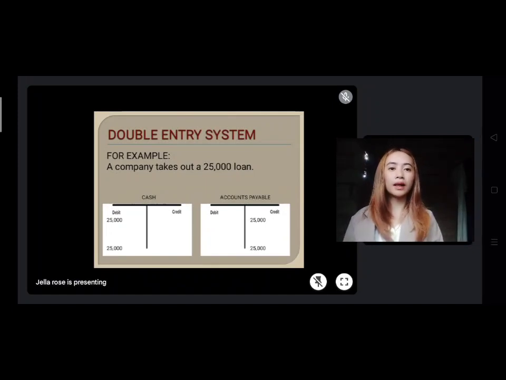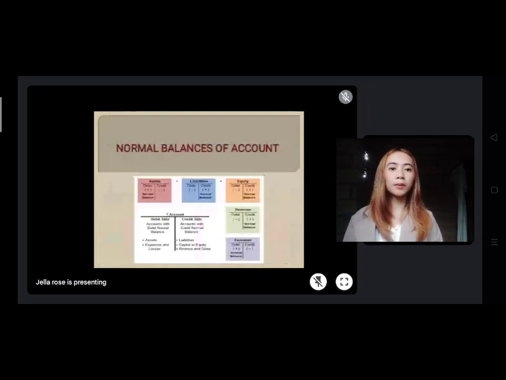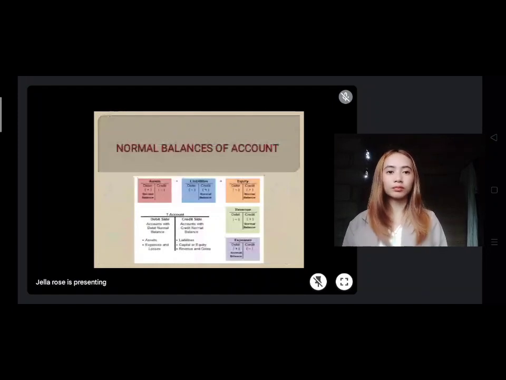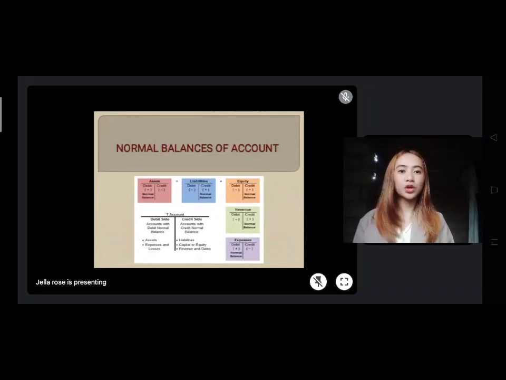Next is normal balances of accounts. The normal balance of an account is the side of the account that is positive or increasing. To understand the normal balances, it's important to understand the T account model. The normal balance for asset and expense accounts is the debit side, while for income, equity, and liability accounts, it is the credit side. And credits are subtractions to the account or negatives on the other side of the T.